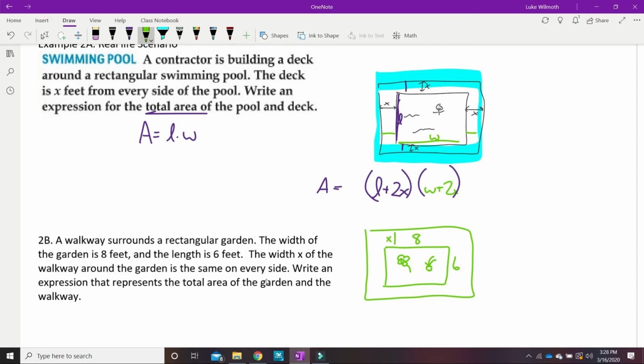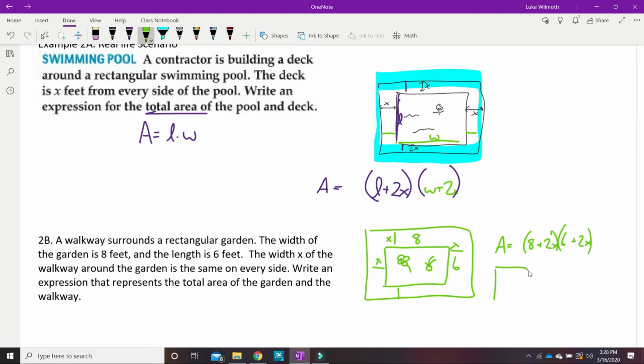So it's going to be very similar to the last problem. Write an expression that represents the total area of the garden and the walkway. So this one, the area is going to be 8 plus 2x and 6 plus 2x, because of the same reason as before. You got x here, and then x here and x here. So the 8 plus 2x, and for the length, 6 plus 2x. Easy enough. If I wanted to multiply these, it wouldn't be that hard.